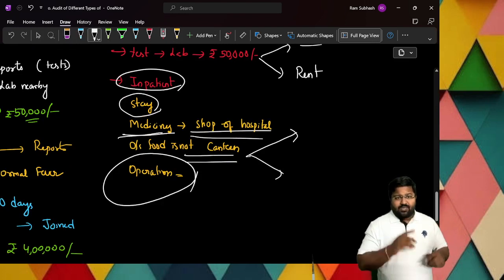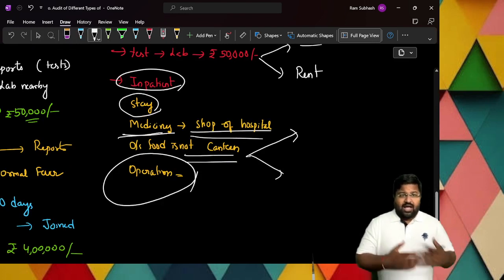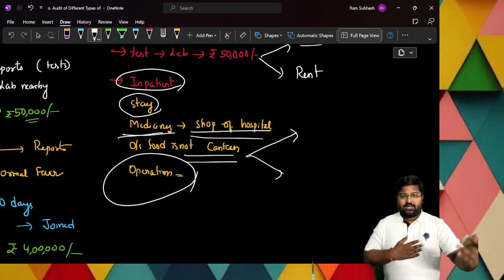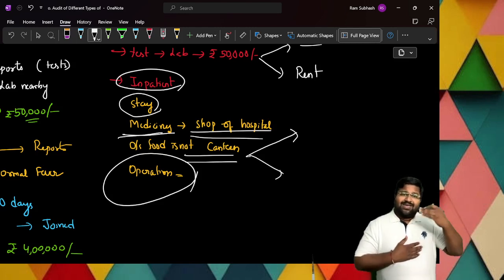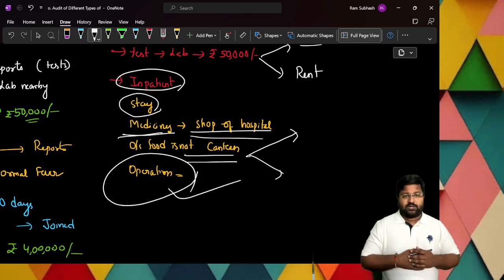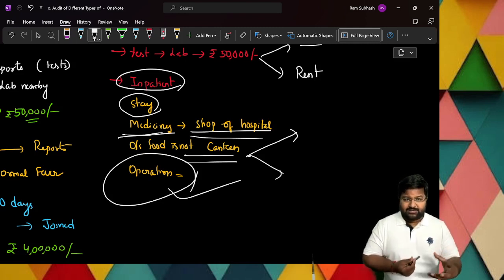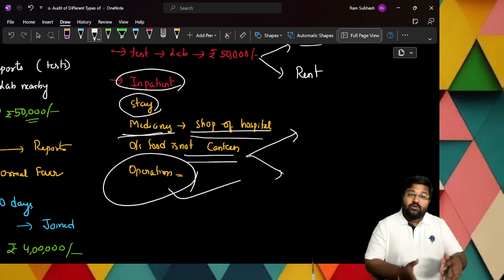Normally, the operation theater: our hospital has good operation facilities. There are many outside doctors who do not have those facilities. They will use our premises for conducting operations. So automatically, what is the case? They will pay some amount to us. These are the sources of income.